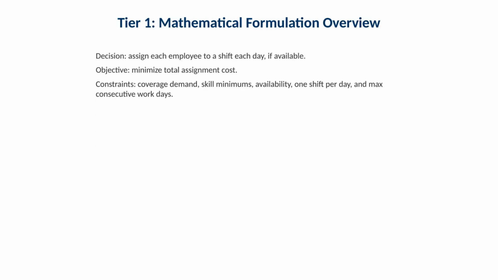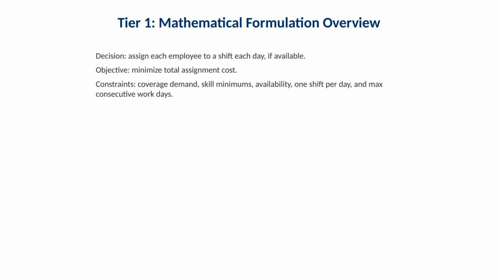Tier 1 expresses the labor shift scheduling problem as an integer programming model. Operationally, the decision is straightforward. For each employee, for each day, decide which shift they work, if any. The objective is also clear: minimize the total cost of assignments across the planning horizon.